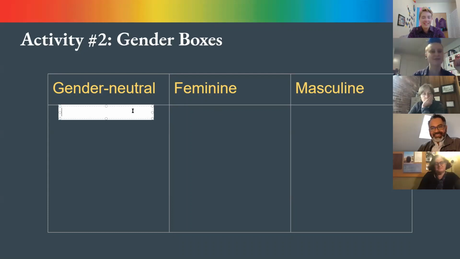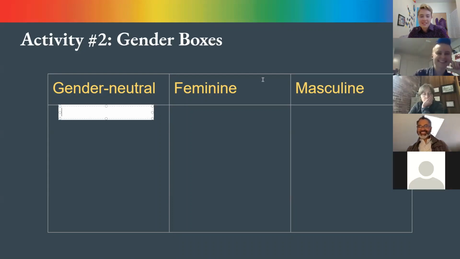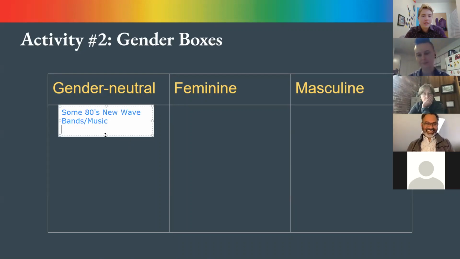80s new wave bands and music. Yeah. Nice. I like it. High fashion aesthetics for models. And then, yeah, pretty much everything is gender neutral.